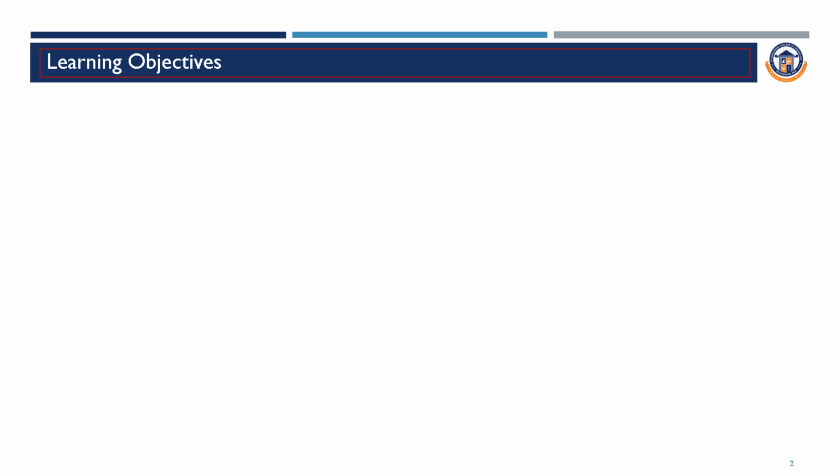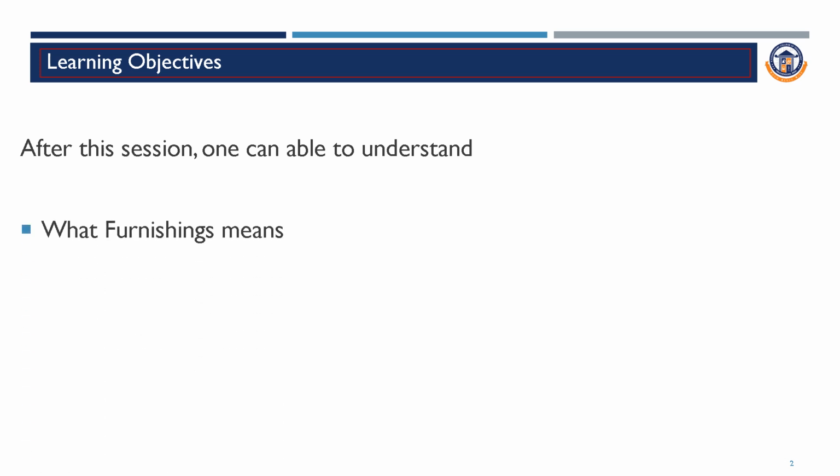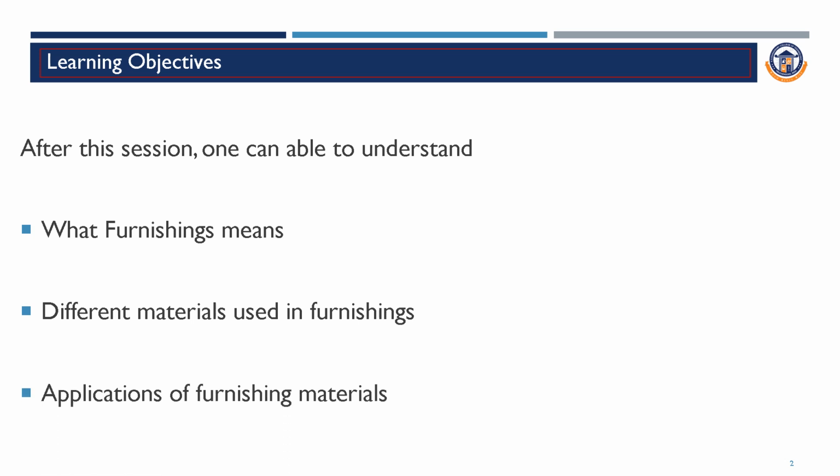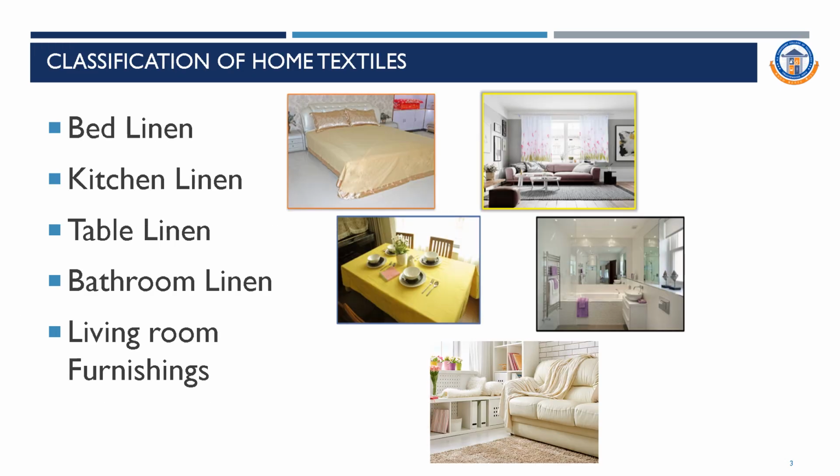First, let us see the learning objectives. After this session, one will be able to understand what furnishing means, the different materials used in furnishings, and the applications of furnishing materials. Come, let us proceed further.